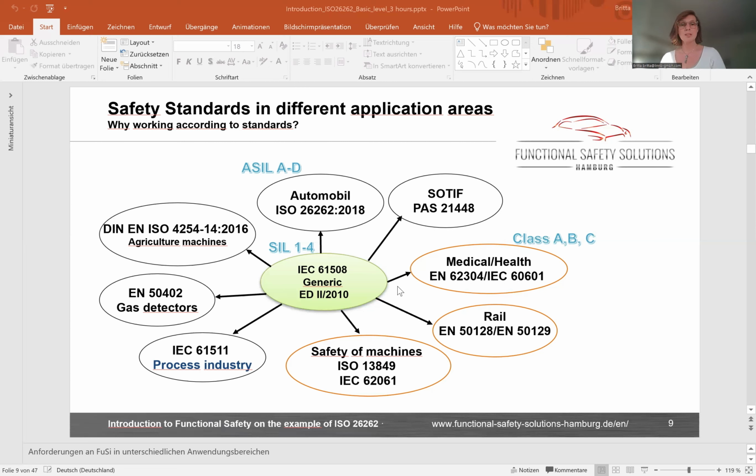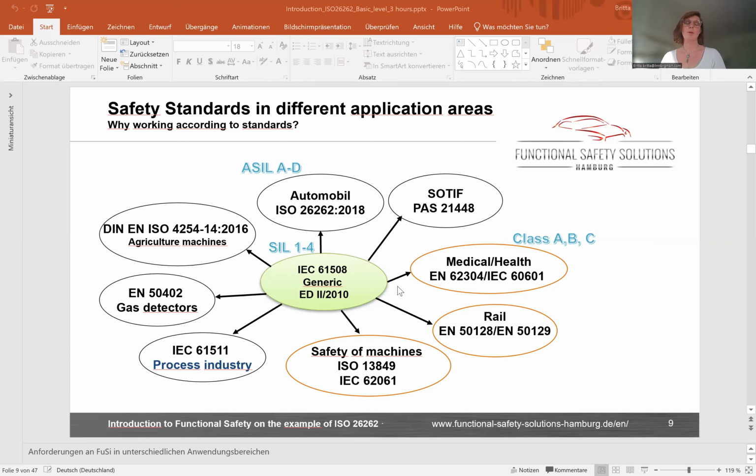That's one difference. The second one: how many parts do the standards have? That ranges from 1 part for the 50408 for gas detectors, up to 4 that are mandatory and 3 informative for the 61508. And the automotive one has 12 parts now, plus 2 for motorcycles. So you have a lot of different numbers of parts.